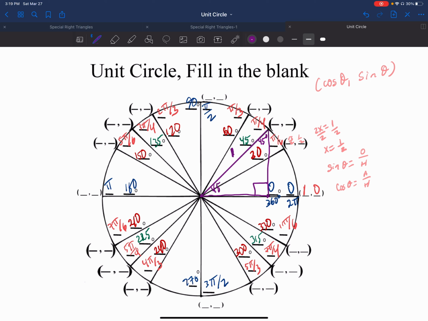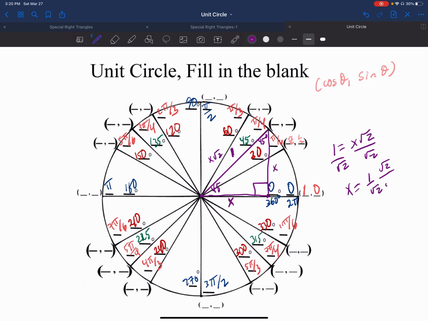I know that my hypotenuse is equal to 1 because again it's the radius of my circle. Remember your ratios for that special triangle are going to be x, x, and x times the square root of 2. So now I know that 1 is equal to x times the square root of 2. I'm going to divide by the square root of 2 on both sides, and I'm going to get x equals 1 over the square root of 2.